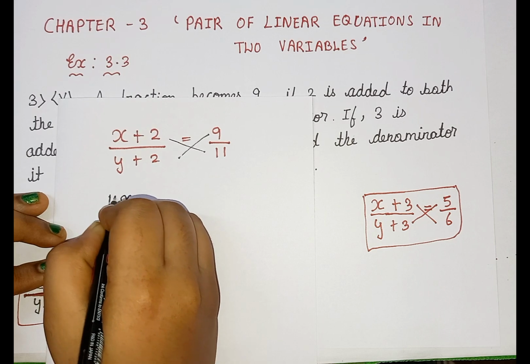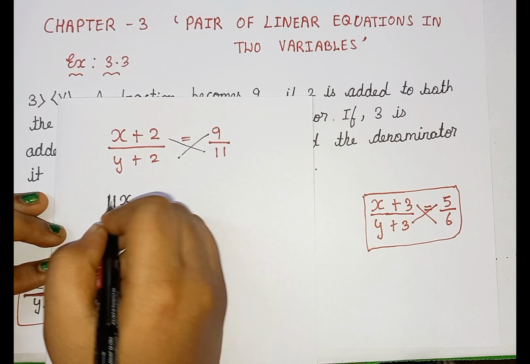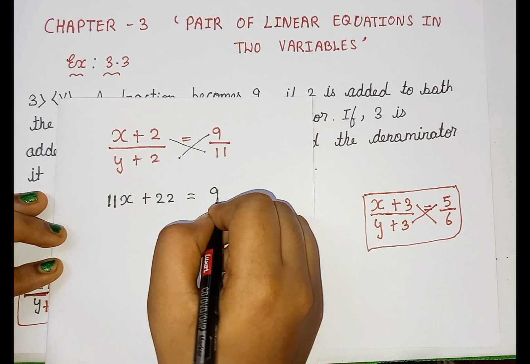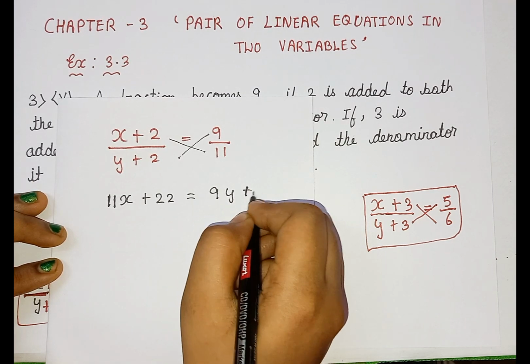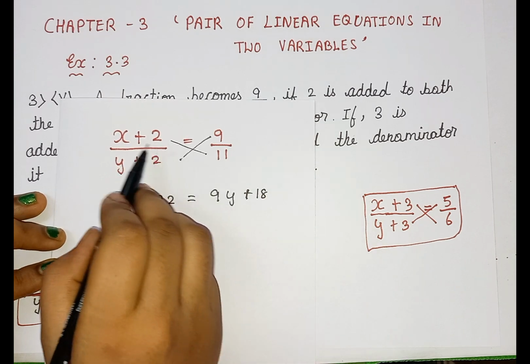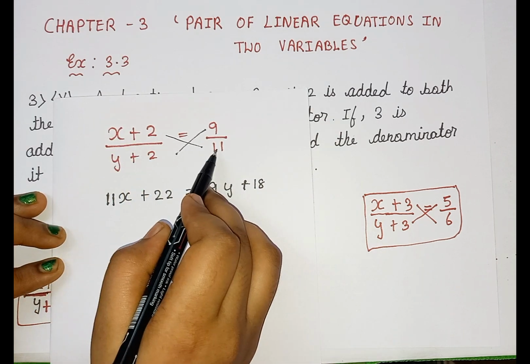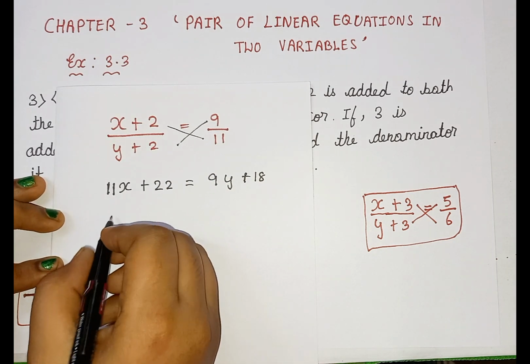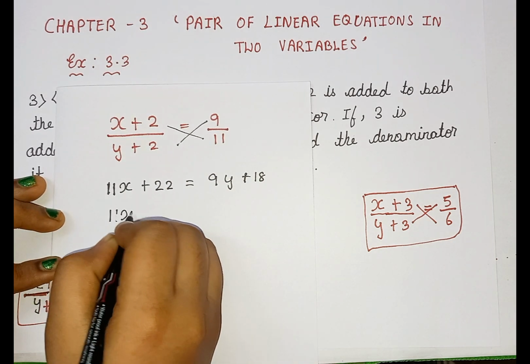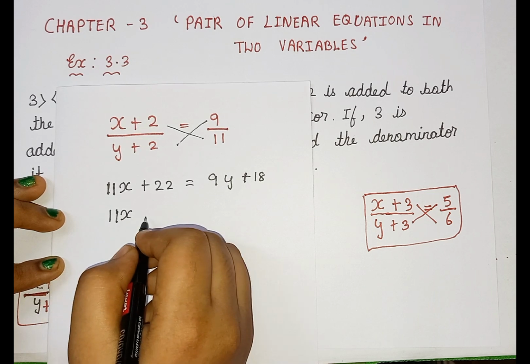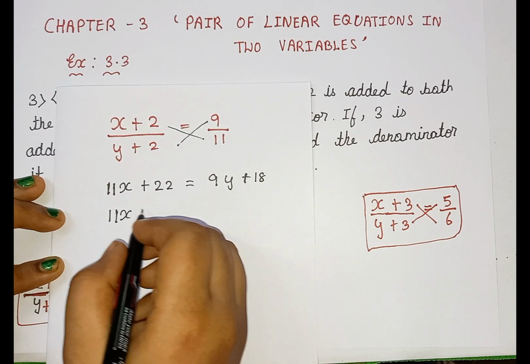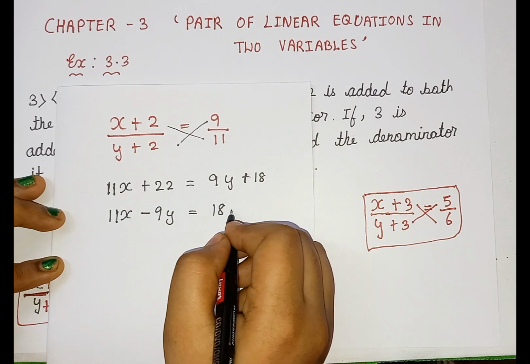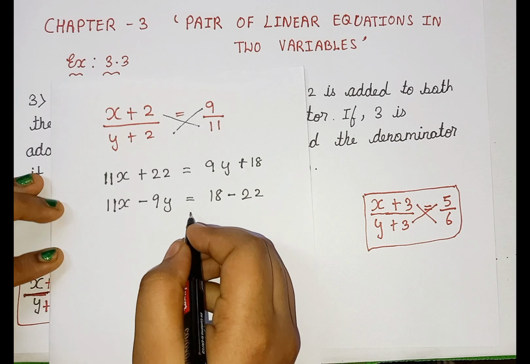So 11x plus 22 is equal to 9y plus 18. How? We are supposed to multiply x plus 2 into 11 and y plus 2 into 9, then only we will get it. Now I'm going to write 11x as it is. Now I'm going to get the variable term this side, so it changes into minus 9y is equal to 18. When this 22 comes to this side, it changes into minus.